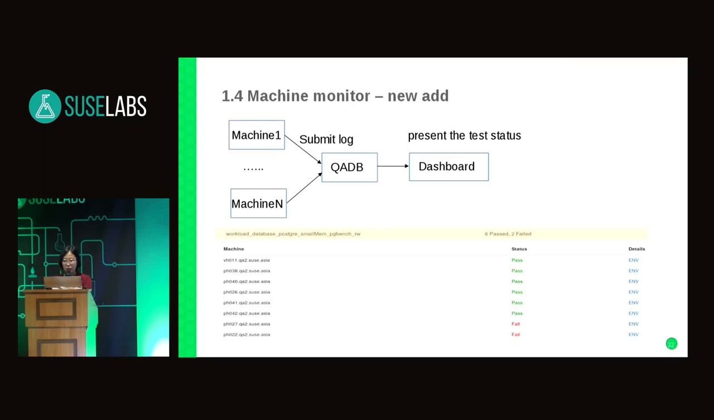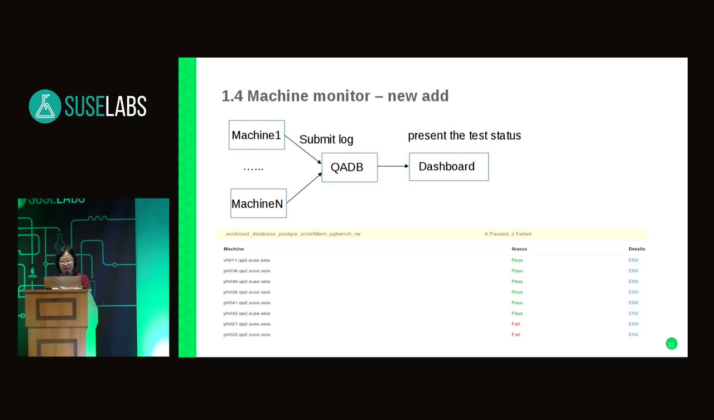The next one also helps us resolve many problems. It's a machine status monitor. Here I want to talk about some background of our testing. For each milestone, the whole testing may last for one or two weeks. And during this time, we try not to touch the test machine, to ensure the accuracy and stability of the results.